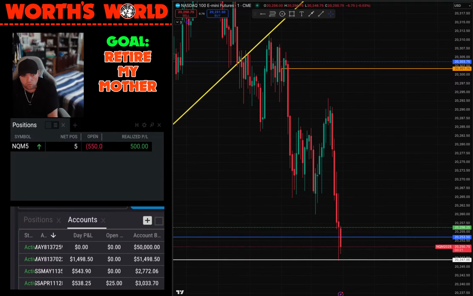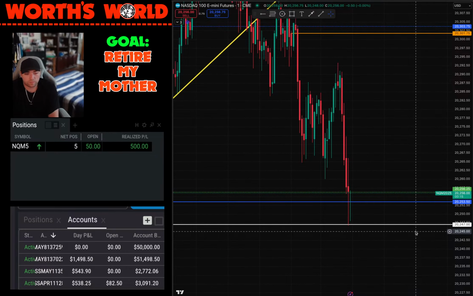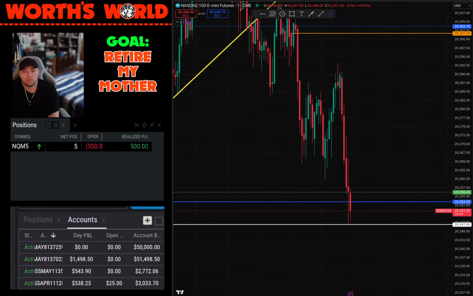ES testing its 4-hour level. Oh, really? Yeah, that was 713. It got beneath its whites a little, but now NQ is testing its whites to the tick.